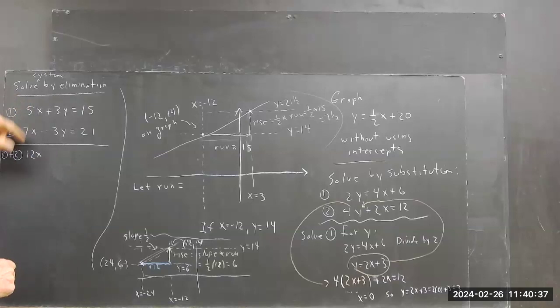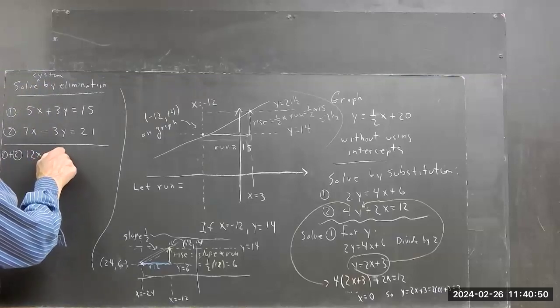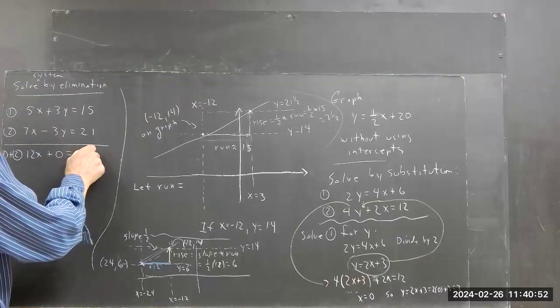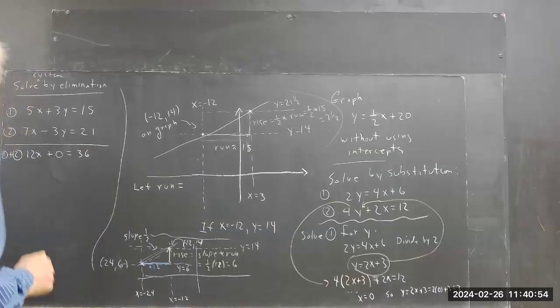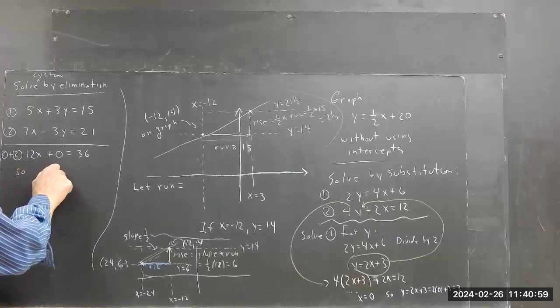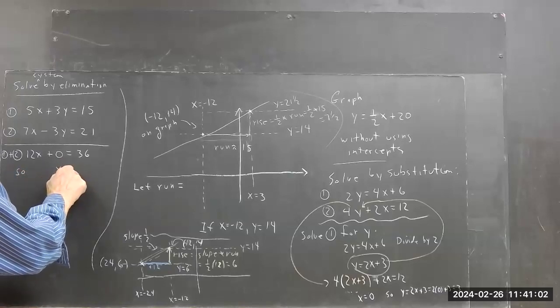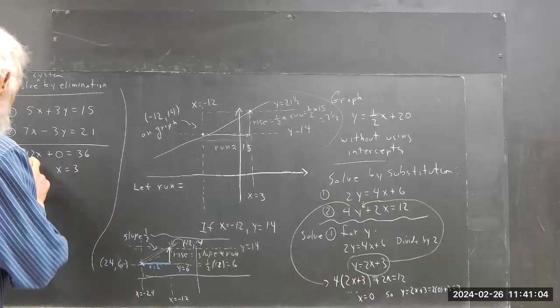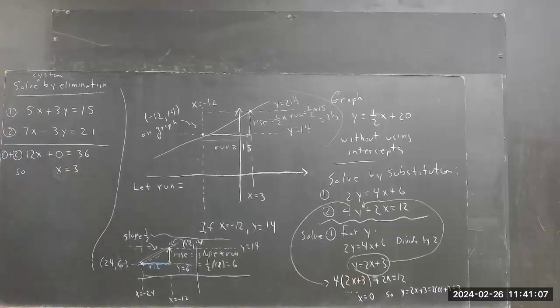So we can just kind of look at the column. We keep the x's and y's in columns, then we know we can do this because we were going to do a very similar thing if we wrote out the sum of these two sides. And then 3y plus negative 3y gives us 0. That equals 36. So x equals 3. We divide both sides by 12. We get x equals 3. Then we plug that in to one of the equations.